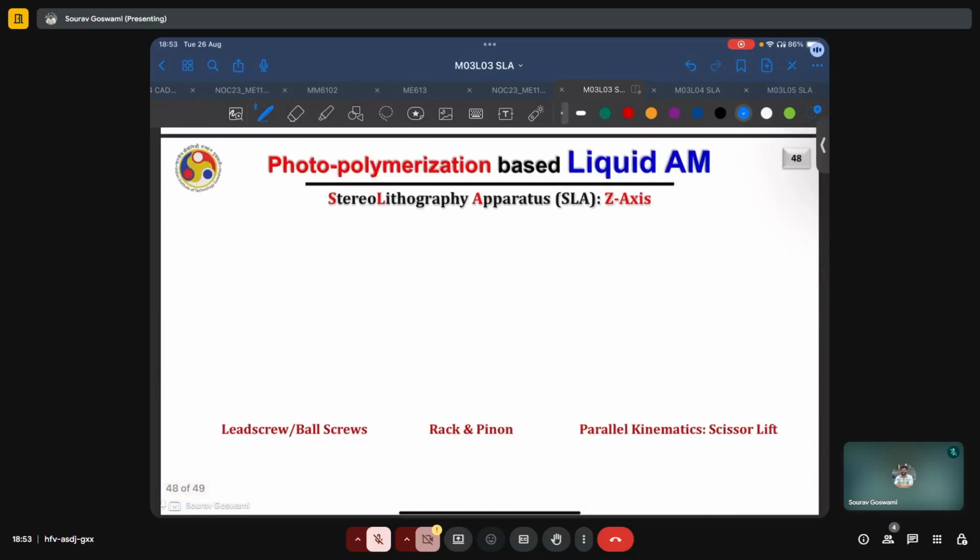The final subsystem, which is related with the z-axis of the SLA system, is the usage of the motion mechanism for this z-axis. And various types of kinematics have been used, including the usage of lead screw or ball screws, the usage of rack and pinion, or the usage of parallel kinematics such as a scissor lift. Each of them have their advantages and specific applications. In particular, scissor lift, which uses parallel kinematics, tends to give you very large build volumes, that is very long heights, with a very small footprint in the XY plane or the print plane.